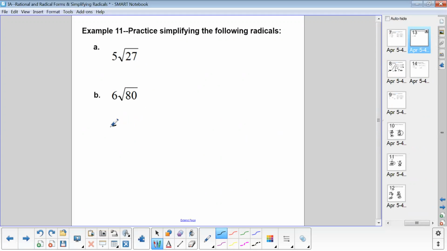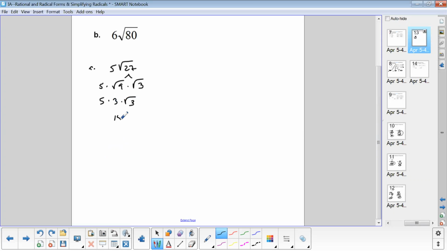So 5 times the square root of 27 for part A. 27 is a smaller number, so it would be the square root of 9 times the square root of 3. So it'll be 5 times 3 times the square root of 3, or 15 times the square root of 3.